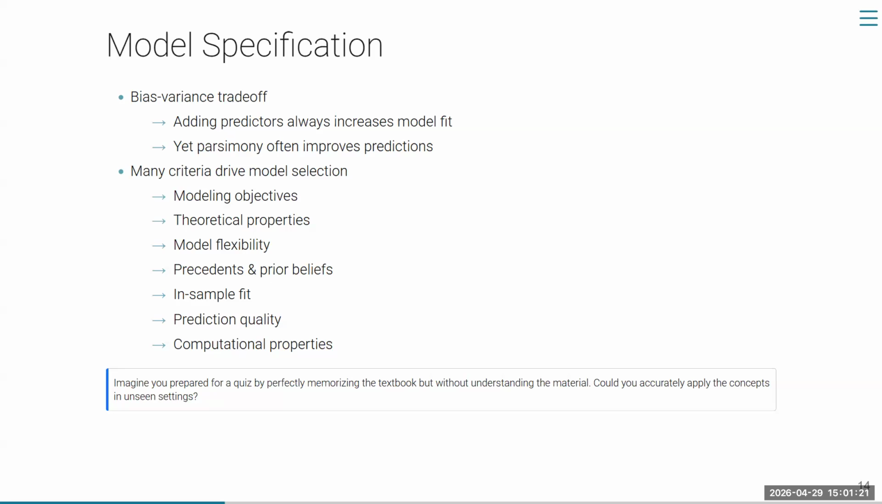So OLS is, you can prove, right? It's BLUE, the best linear unbiased estimator. Best in the sense that it trades off both bias and variance.